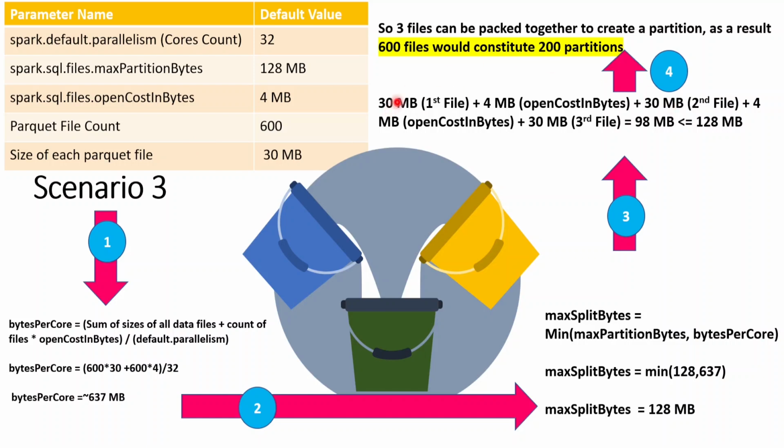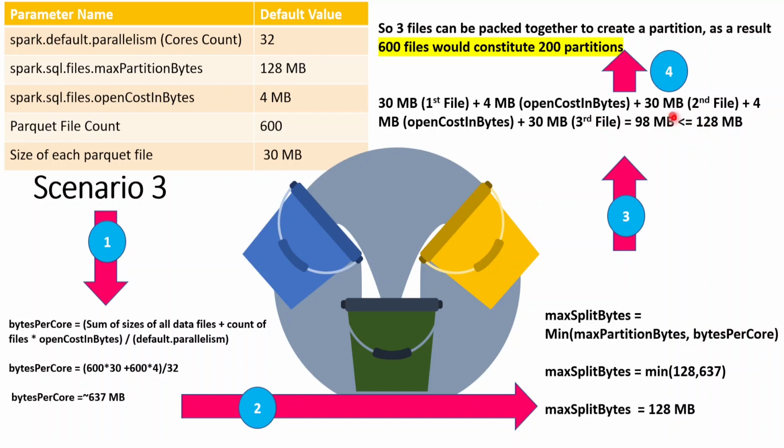For that, it will add the first file, then it will take open cost in bytes, then the second file is being added. So overall, it is coming to 64 only, but we can still pack a few more files, because the split size is 128. Then it will add another open cost in bytes. Then again, it will add the third file. So overall, now it is going to be 98 megabytes. So that is closer to 128 megabytes, but still we have close to 30 megabytes. But if I'm going to add 30 megabytes, I have to add open cost in bytes, plus 4. So overall, it will be 132 megabytes in case I add my fourth file.